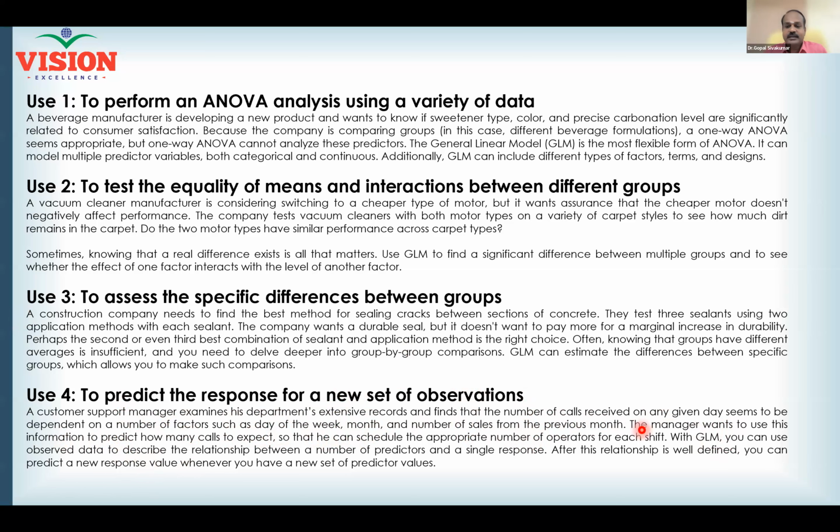Three factors. The manager wants to use this information to predict how many calls to expect on a particular day. So you want to build a mathematical model and try to predict how many calls will come on Monday, how many calls will come on Tuesday. Accordingly, he can have the number of executives in place so that he can schedule the appropriate number of operators for each shift. You understand the scenario here? Yep. So more than two factors.